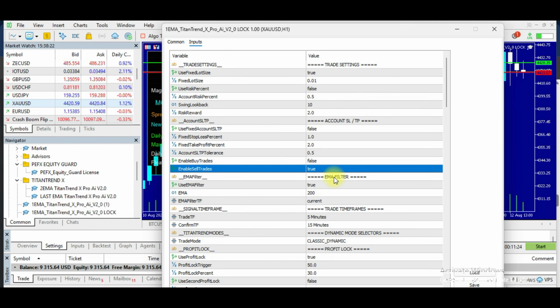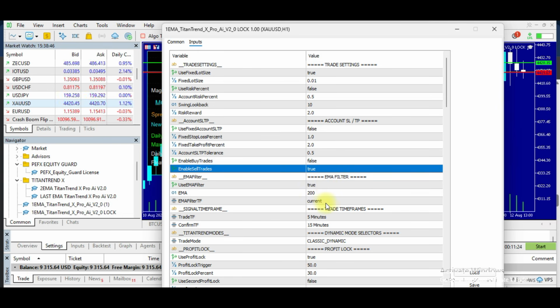This is the EMA filter. It means that if you want a 200 EMA or 50 EMA to filter your trades, I am talking about traders who know how to analyze the market and set everything on their own. Once you finish setting it, allow the robot to start manifesting.